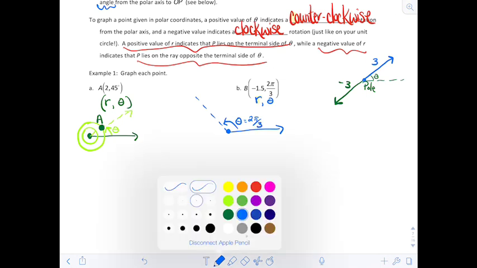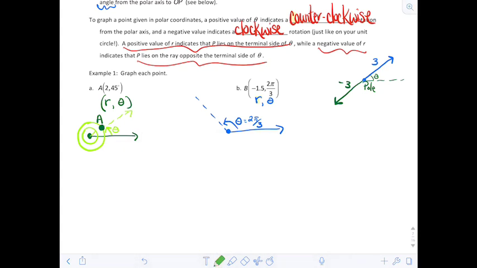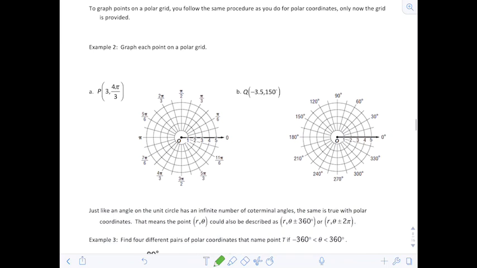And then if I'm going to do a negative 1.5, we're going to picture those concentric circles. Each radius is 1. And instead of going out on the terminal side, where we have 2 pi over 3, we would go in the opposite direction, 1.5. And this would be my point right in between 1 and 2. It is in the opposite direction of the terminal side. So there's point B. So that's basically how we graph polar coordinates based on r and theta. Let's practice some more examples.